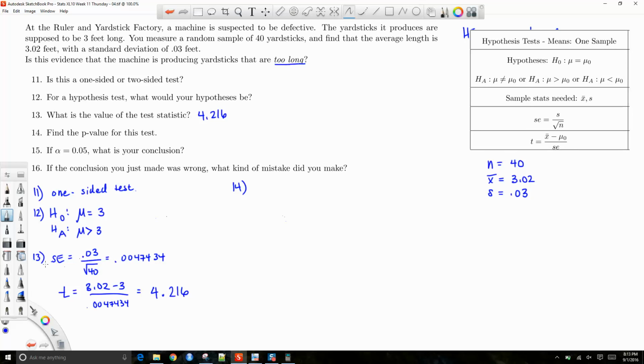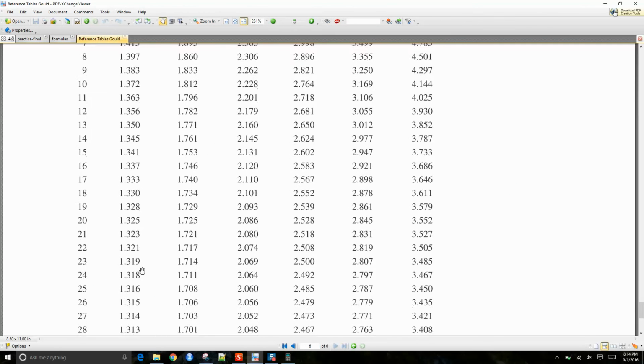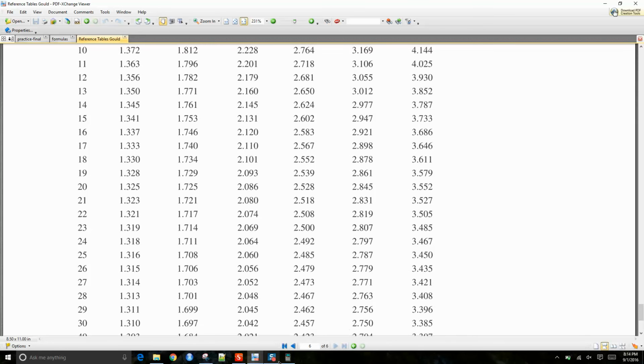Because the alternative has a greater than sign, our p-value is equal to the right tail area. We're going to have degrees of freedom equal to 40 minus 1, or 39 degrees of freedom. We go to our table. We don't see 39 degrees of freedom, so we round down and we will use 30 degrees of freedom.